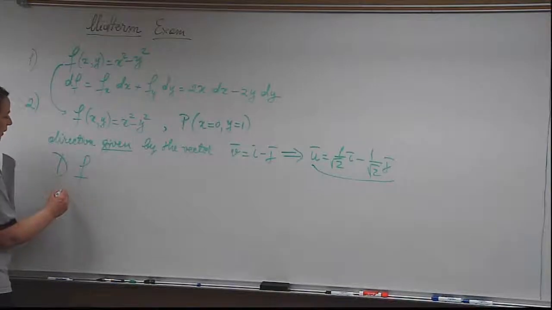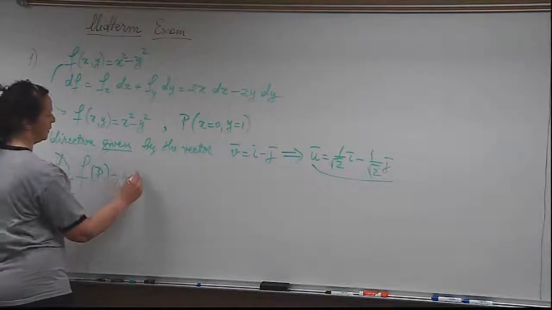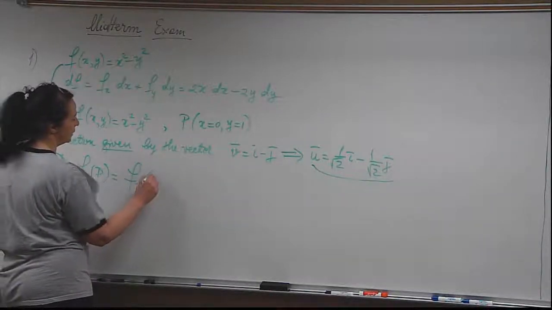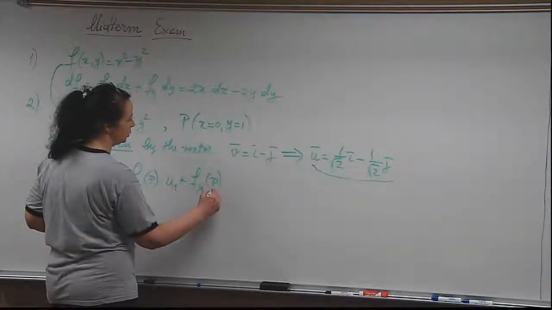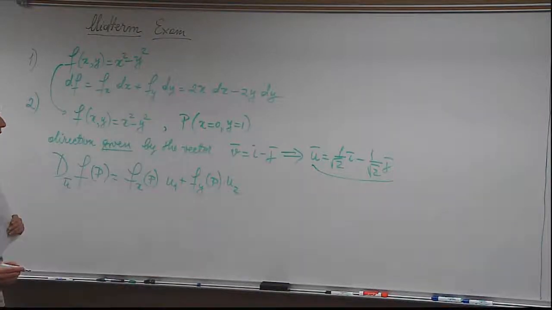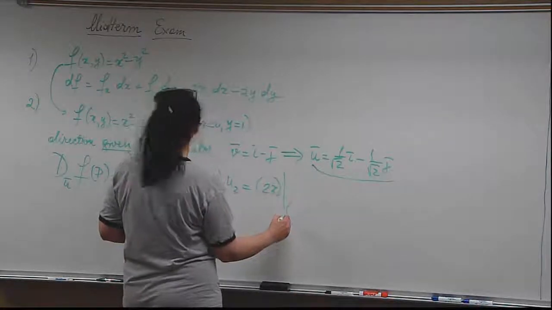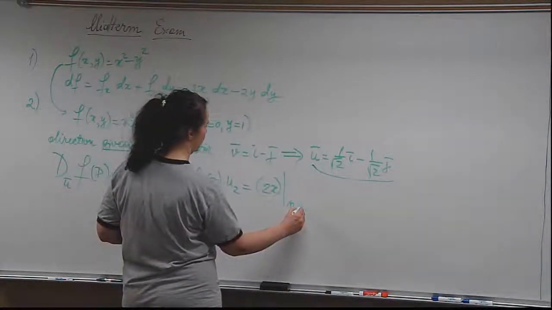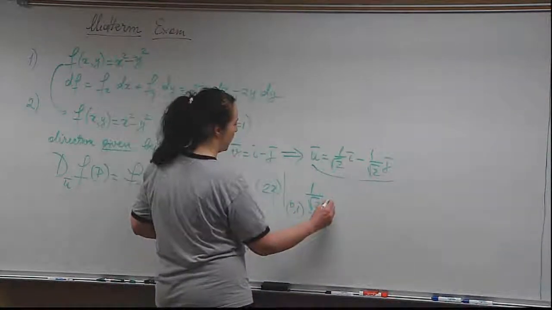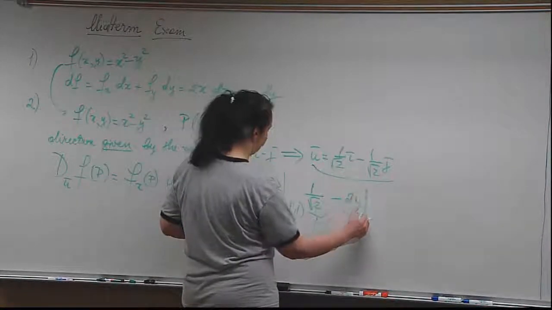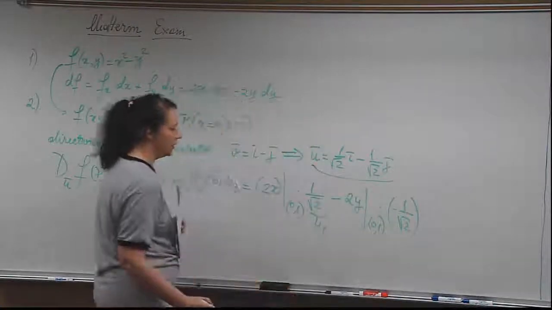directional derivative of a function along the direction u at the point P was given by the formula: partial derivative with respect to x at P times u1 plus partial derivative with respect to y at P times u2. Did I expect you to write all this down? Yes, I did, as I showed you last time. So you have 2x evaluated at x equals 0, y equals 1, times u1, minus 2y evaluated at 0, 1 times minus 1 over root 2, which is u2.